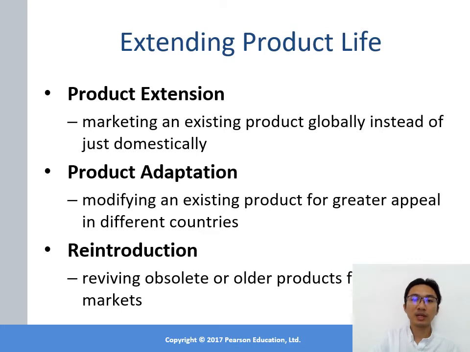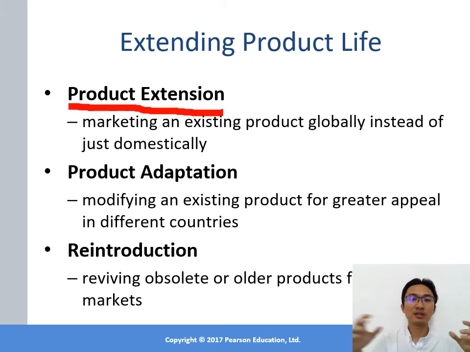Companies try to keep products in the maturity stage as long as they can. Hence, we have 3 ways to extend our product life. The first one is product extension. In product extension, an existing product is marketed globally instead of just domestically. Coca-Cola, KFC, and Levi's are all examples of product extension.